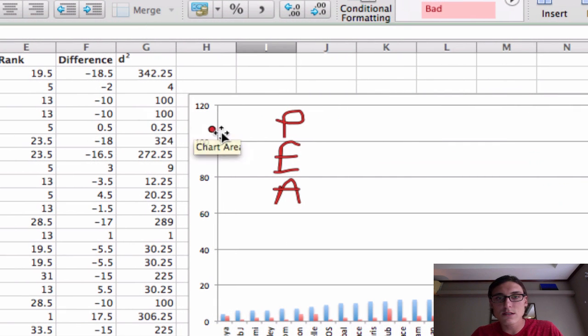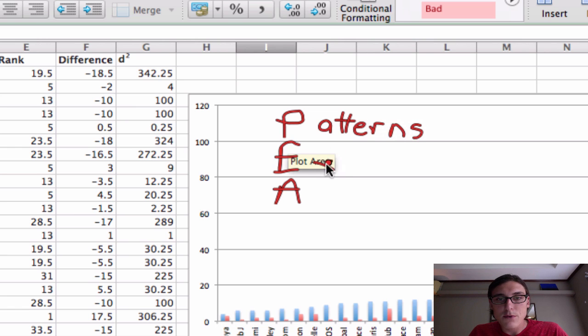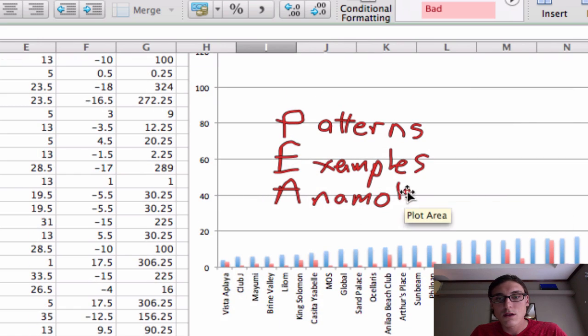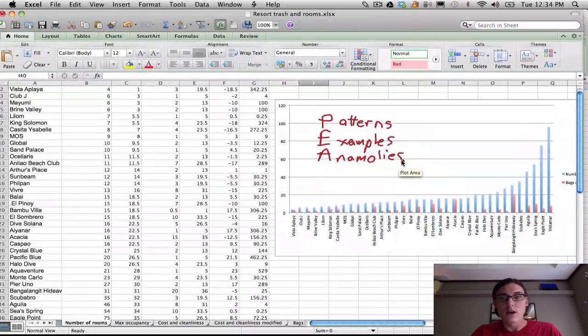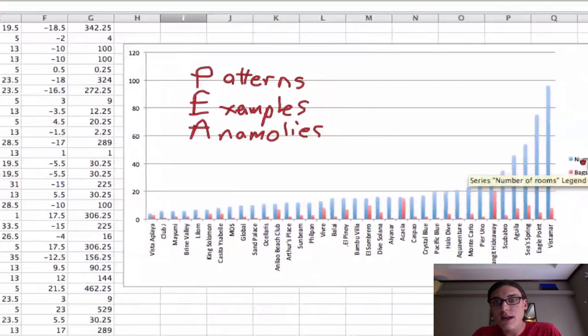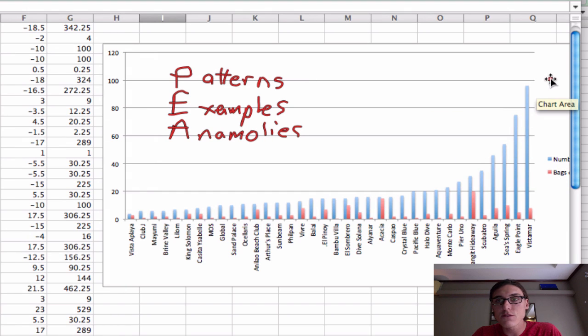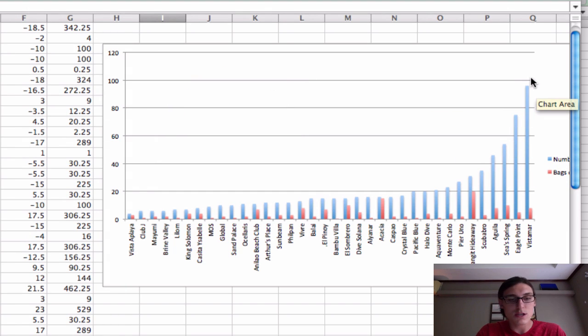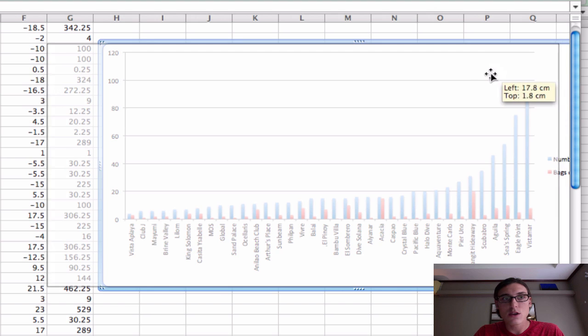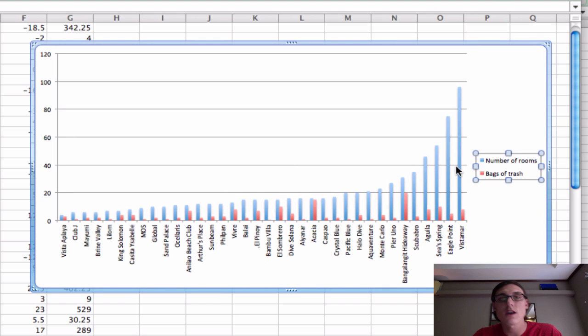Okay, so this is, again, patterns, any patterns that you see within the data, examples, and anomalies. Okay, so if we're looking at the data, it's hard to see. But once you create these graphs, it'll be much easier for you to pick out the information that you'd find in the patterns and examples and anomalies.